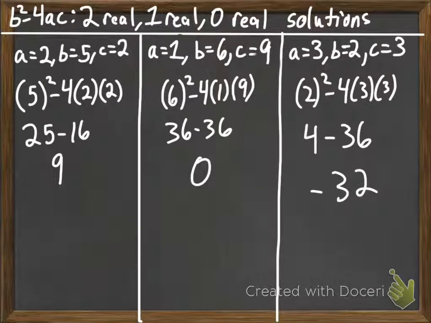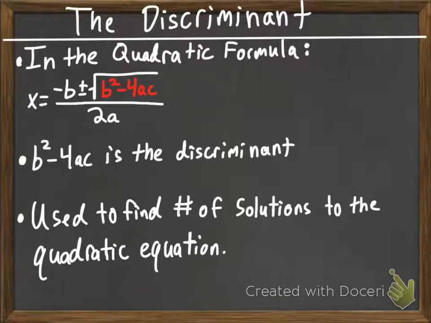Alright, and here are the simplified versions of those 3 examples. So I got 9, 0, and negative 32. And the thing that I wanted you to notice about this is that they lie underneath the square root, which makes us have to think about, again, what are our properties of square roots? What do we know happens whenever we have a square root and the numbers underneath?